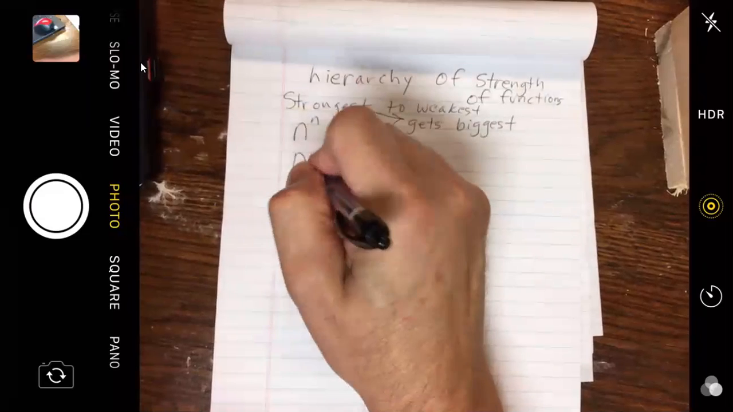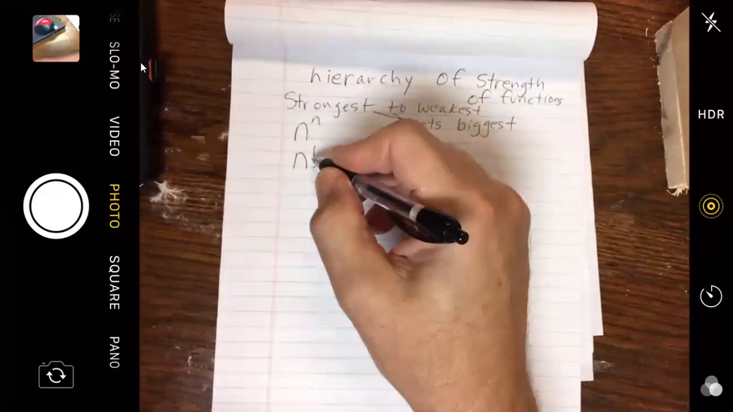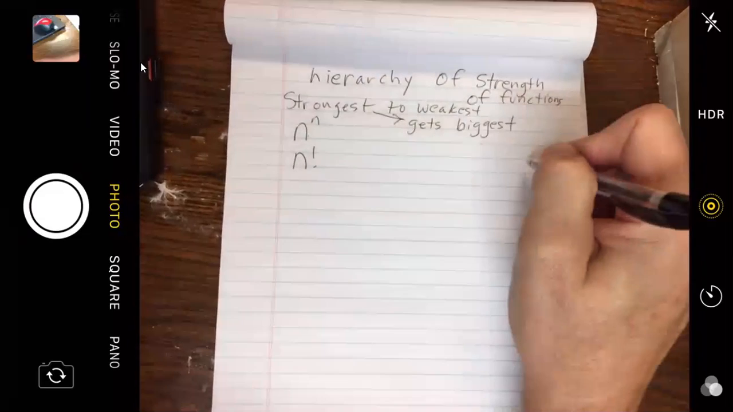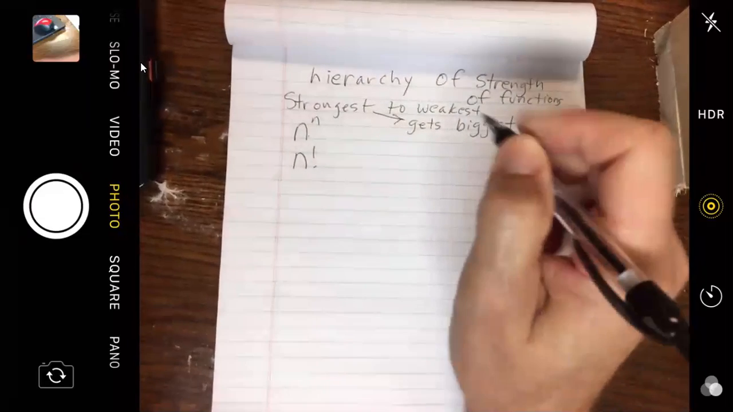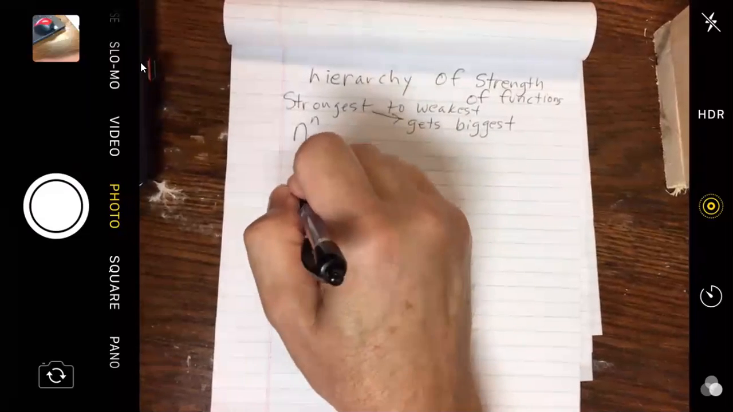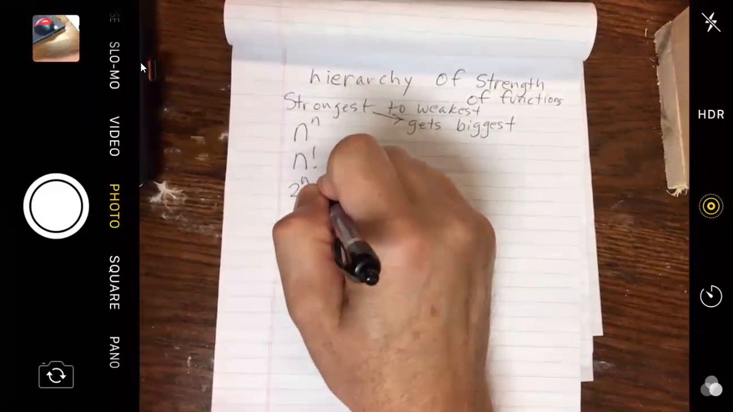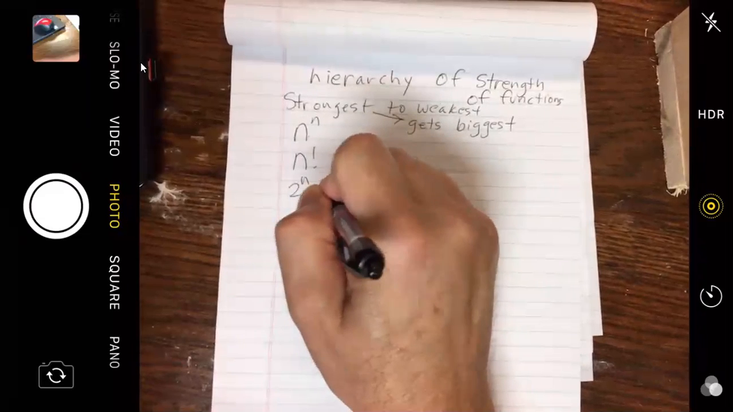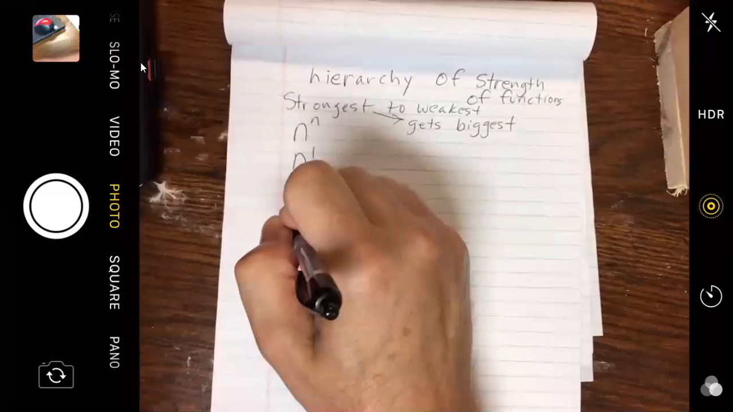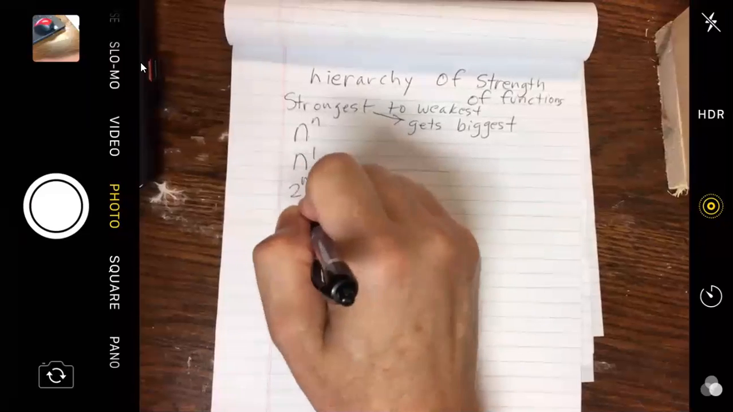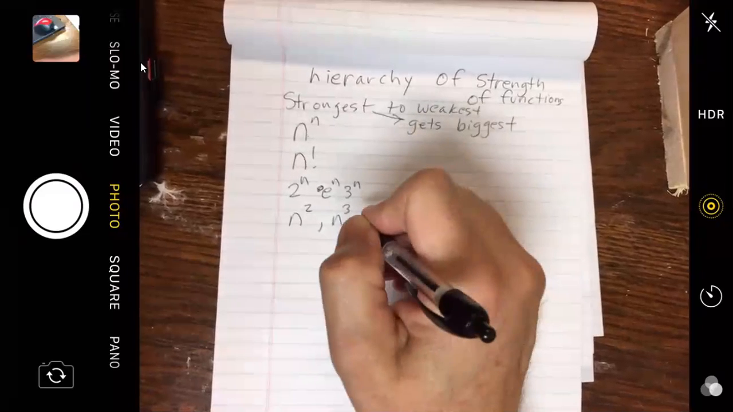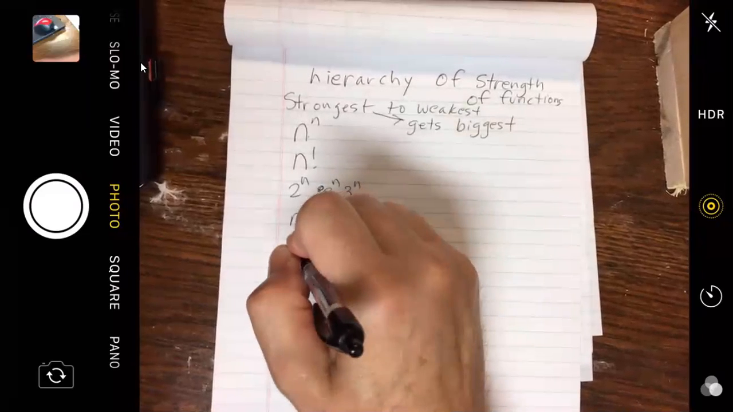A very close second is factorials. When you start with a number and multiply by every whole number back, they get very big. Below that are exponentials: 2 to the n, 3 to the n, e to the n. Polynomials are below them, like n squared, n cubed. And below that, you get weak sisters like logs.